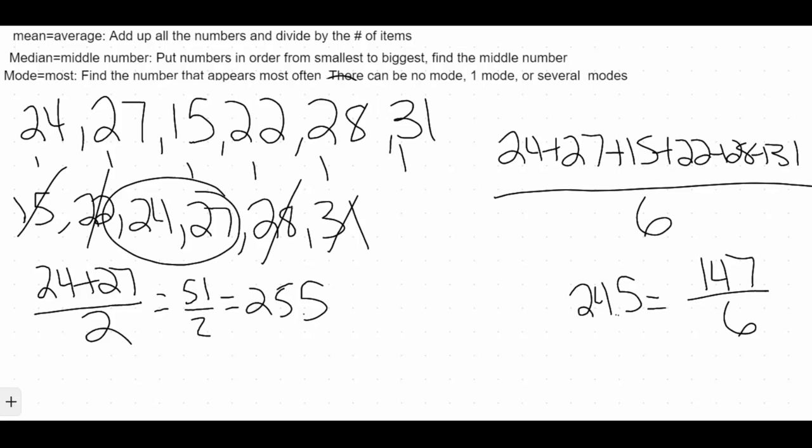Now the only other thing left to do here is to find the mode. So we need to take a look and see if any of these numbers repeat. But I do not notice any numbers repeat. And that's perfectly fine. Sometimes that happens. So if no numbers repeat, there is just no mode. We don't have a mode. So that wraps up the video for mean, median, and mode.